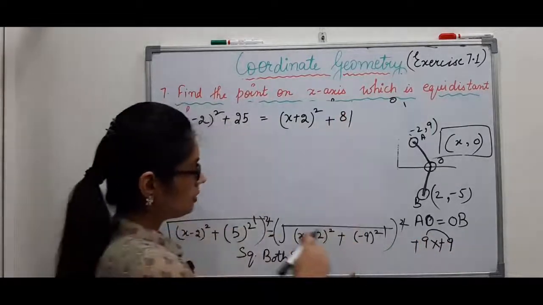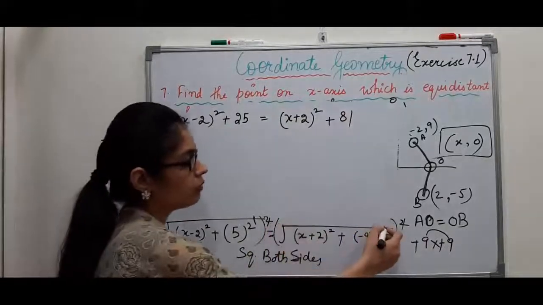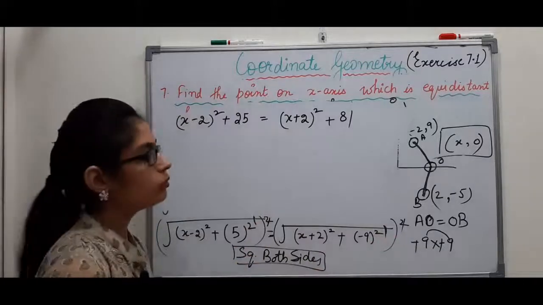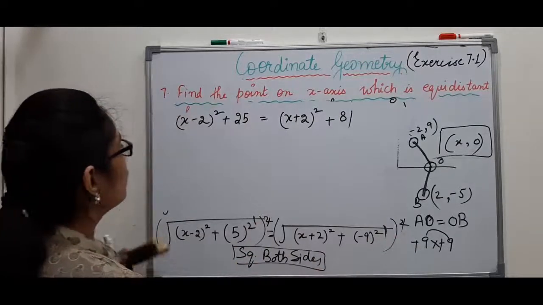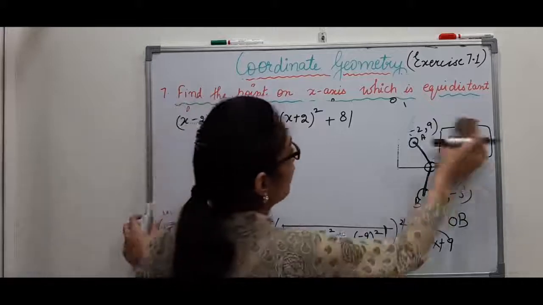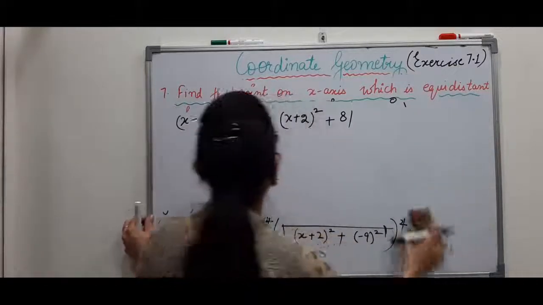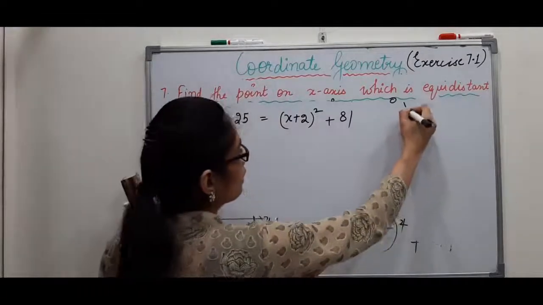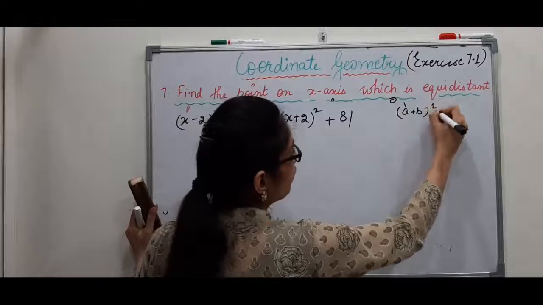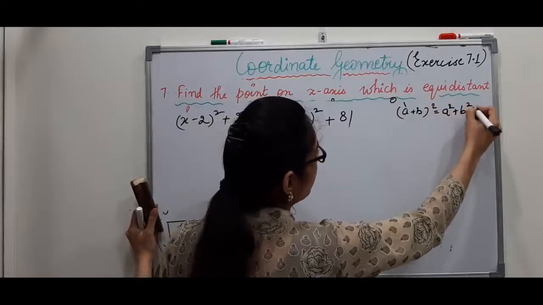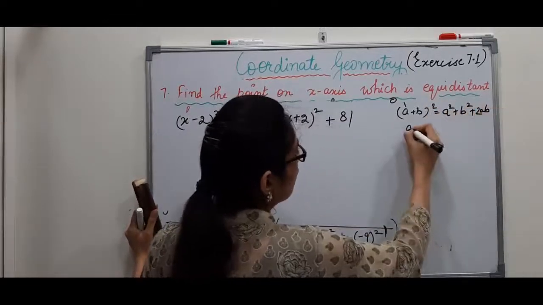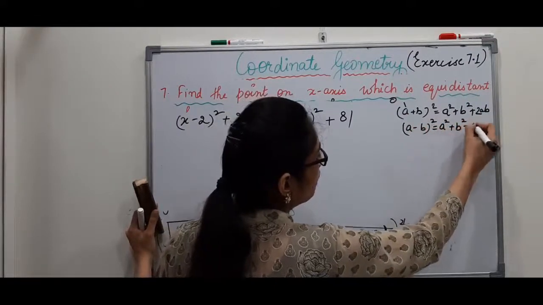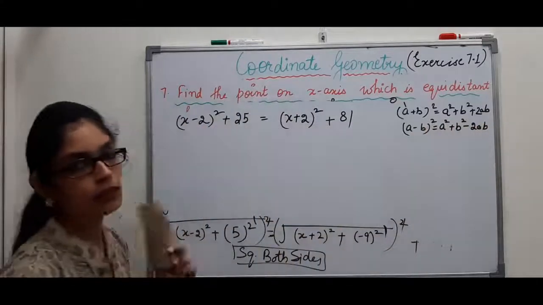You don't have to write this square root now, because we have already cancelled the square root by squaring both sides. So no need to write it again. Now let's expand the formulas of x minus 2 whole square and x plus 2 whole square. We know a plus b whole square is a square plus b square plus 2ab, and a minus b whole square is a square plus b square minus 2ab. So these identities we will use here.